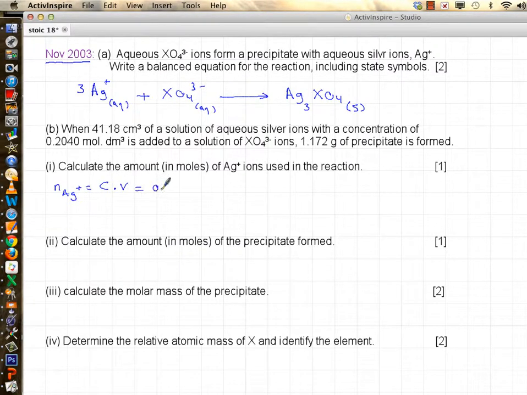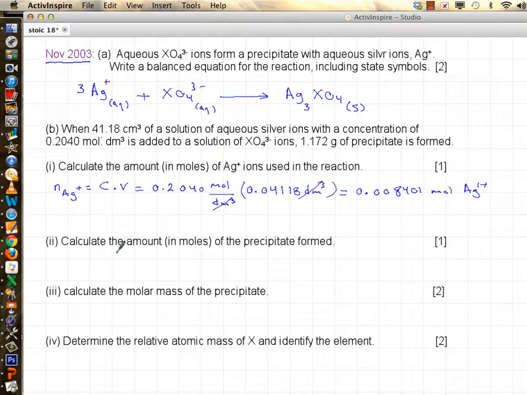Concentration of silver is 0.2040 mole per decimeter cube. The volume, you need to convert it to decimeter cube, so 0.04118 decimeter cube. At this stage, we find moles of silver. When these two numbers are multiplied, you have 0.008401 moles of silver ion.